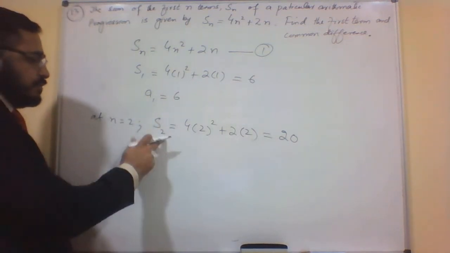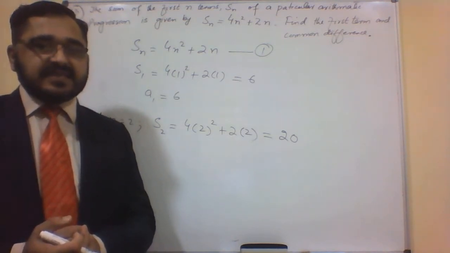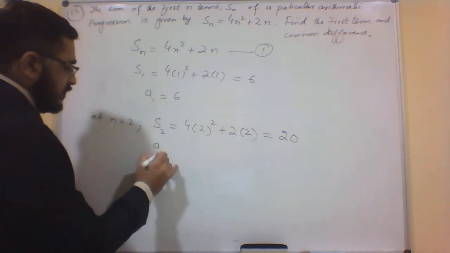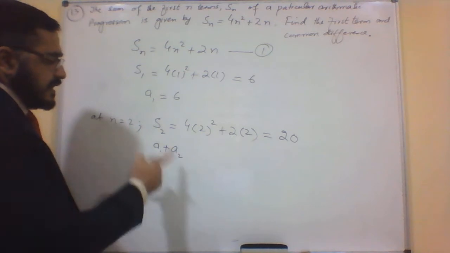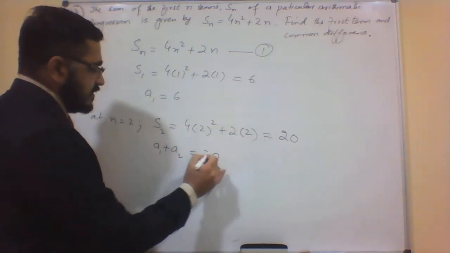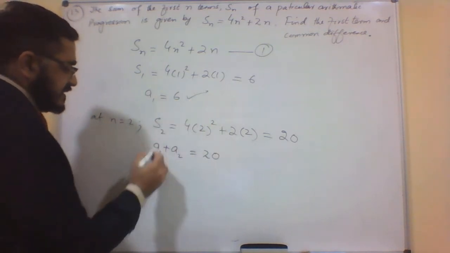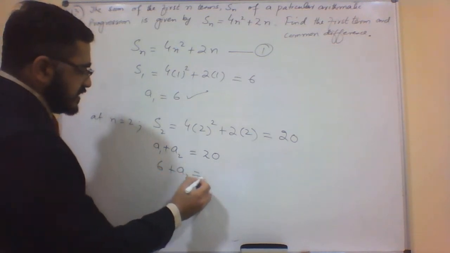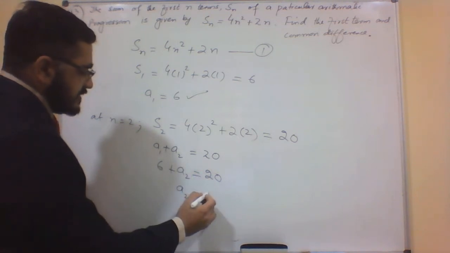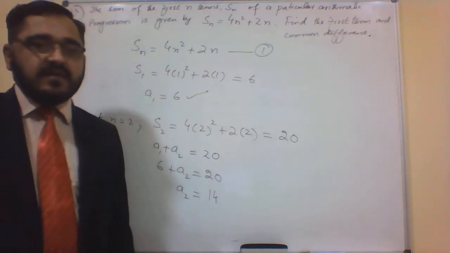Now you know S2 means the sum of the series up to the second term. Up to the second term, it will be A1 plus A2. So S2 we can write as A1 plus A2, and that is equal to 20. Then A1 already here is 6. So 6 plus A2 is equal to 20. Then A2 will be equal to 20 minus 6, which is 14. The second term of this progression here is 14.